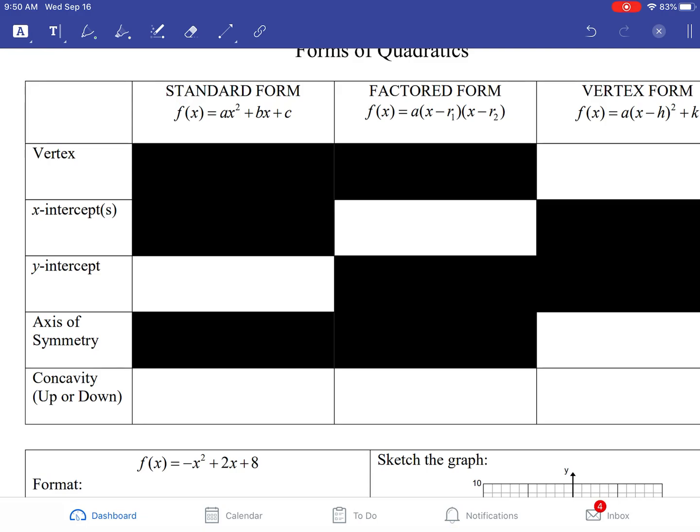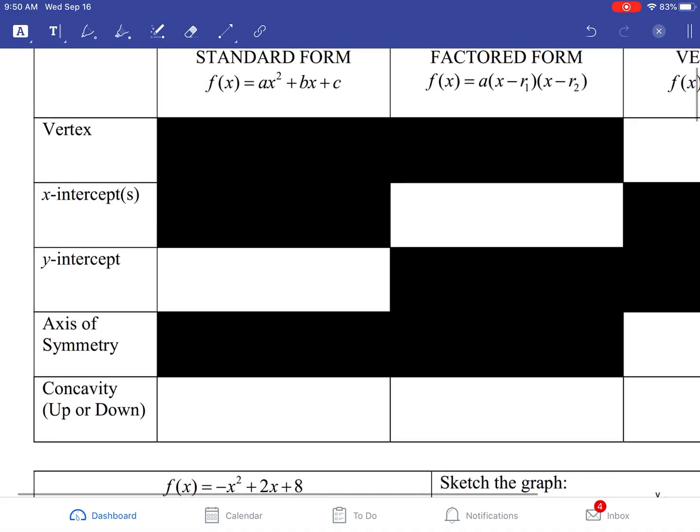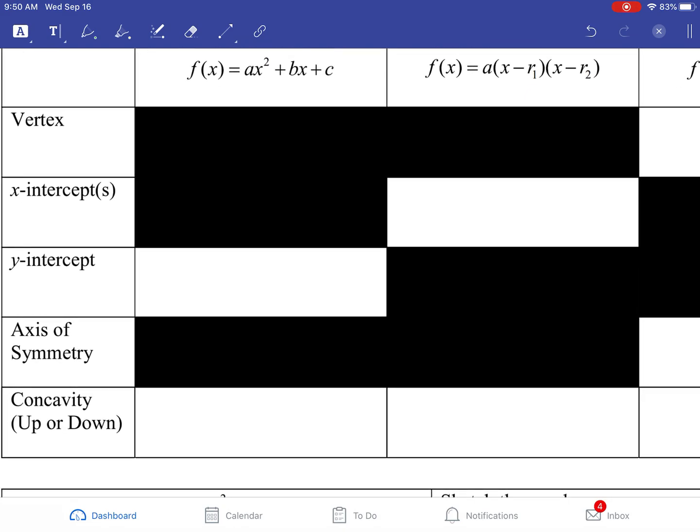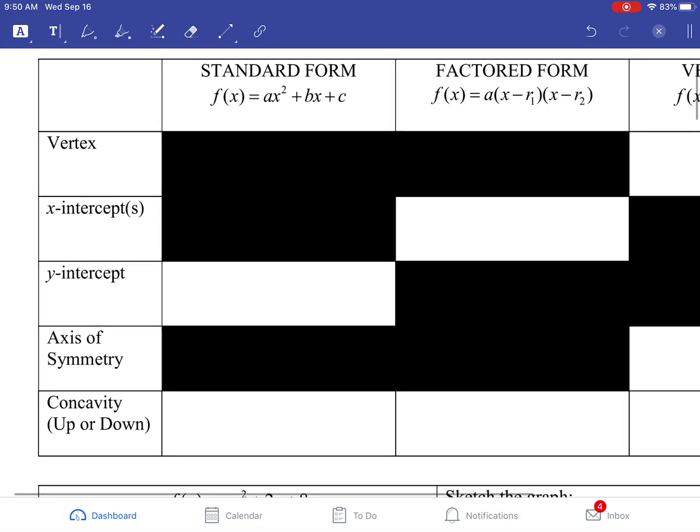So let's start with the standard form. Although we can find the vertex and the x-intercepts, we're not going to use those things in the standard form equations. We're going to start off with just finding the y-intercept and the concavity. A y-intercept is where a graph crosses the y-axis, which is where x is equal to 0. So if you put 0 in for the x's in your equation, a times 0 squared is 0, and b times 0 is 0. So all you're left with is c.